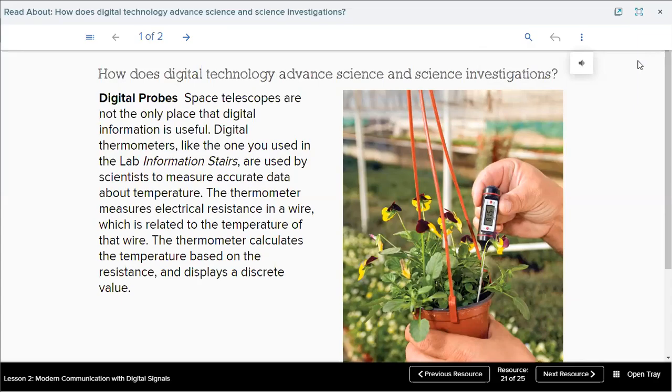Digital probes, space telescopes are not the only place that digital information is useful. Digital thermometers, like the one you used in the lab, are used by scientists to measure accurate data about temperature. The thermometer measures electrical resistance in a wire, which is related to the temperature of that wire. The thermometer calculates the temperature based on the resistance and displays a discrete value. Yes, okay. Thanks, Muhammad.